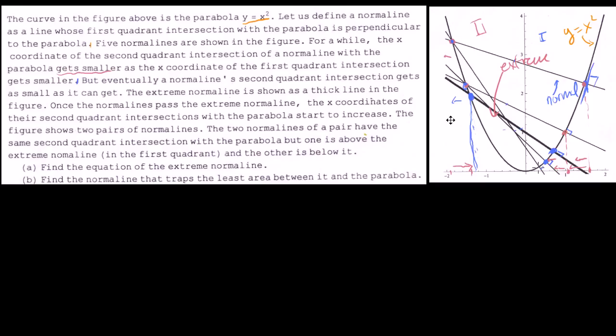And you could think of the extreme case. If you draw the normal line down here, your intersection with the second quadrant is going to be way out here someplace. Although it seems like it's kind of asymptoting a little bit, but I don't know. Let's read the rest of the problem.